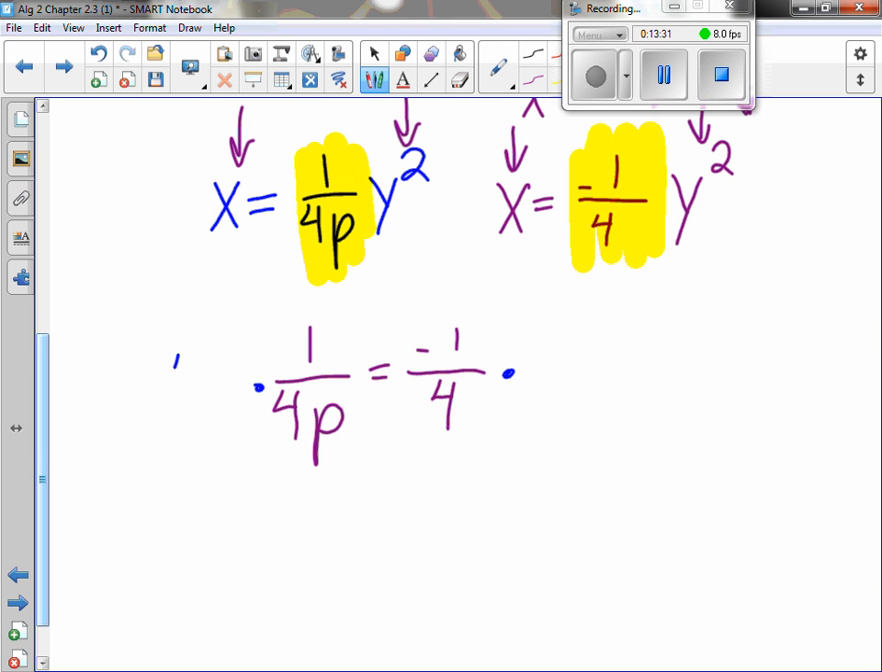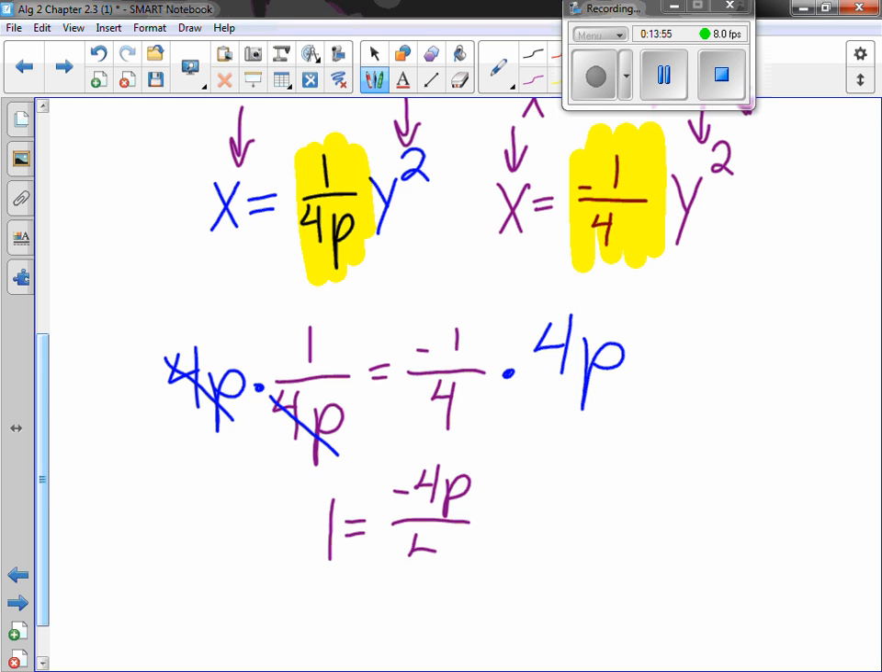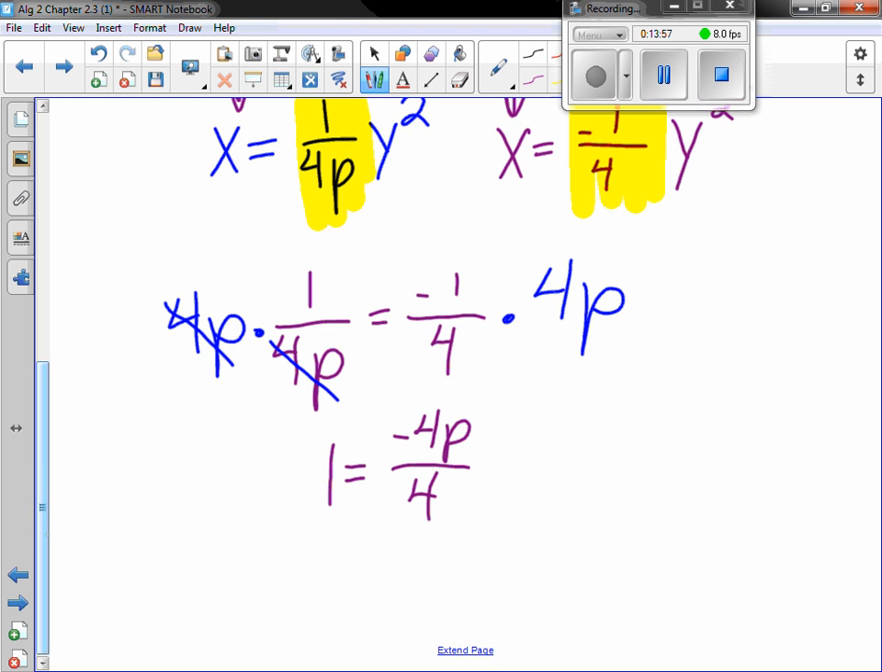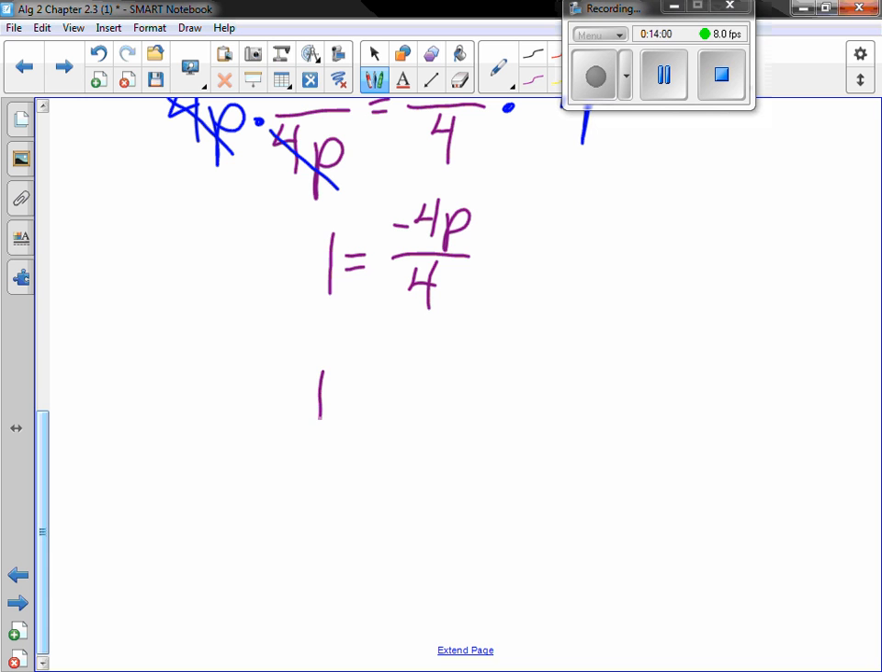I'm going to multiply both sides by 4p. And the reason I'm multiplying both sides by 4p is I need that variable out of the denominator. Because 4p and 4p will cancel, leaving me with 1 equals negative 4p over 4. Well, actually, 4 divided by 4 is 1, so we have negative p.